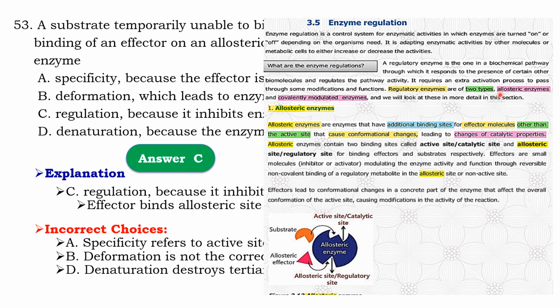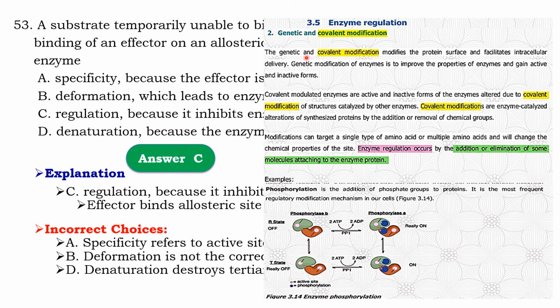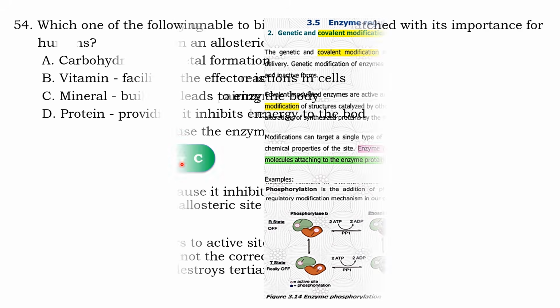Regulatory enzymes are of two types: allosteric and covalently modulated enzymes. Allosteric enzymes have additional sites that bind temporarily, making the enzyme inactive for a short time. Covalent modification adds or removes some molecules attached to enzyme proteins. So the answer should be C.